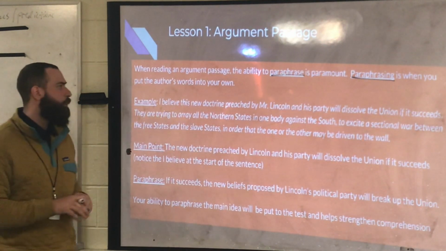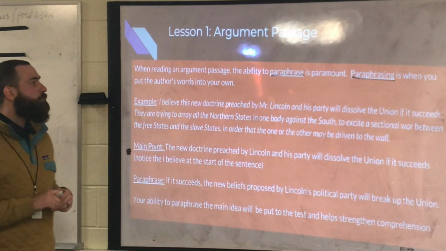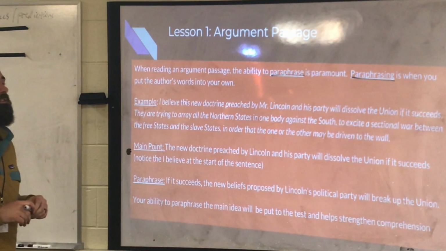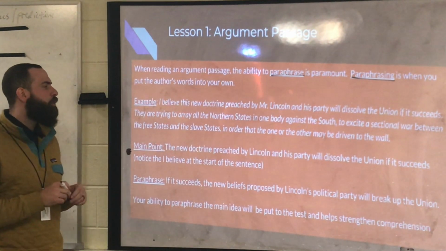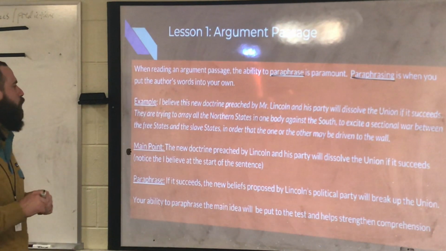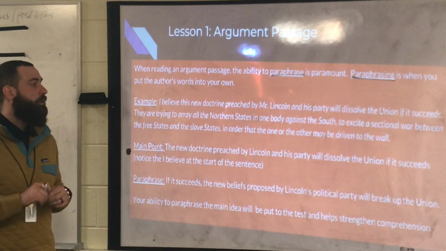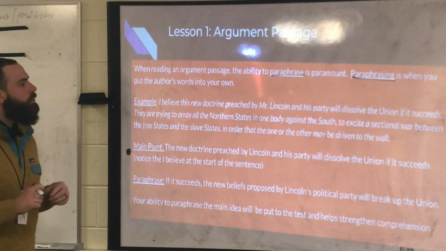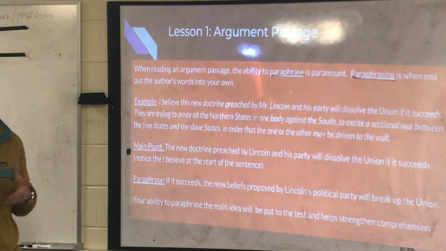So let's look at an example here. It reads as follows. I believe this new doctrine preached by Mr. Lincoln and his party will dissolve the Union if it succeeds. They are trying to array all the northern states in one body against the South, to excite a sectional war between the free states and the slave states, in order that one or the other may be driven to the wall.